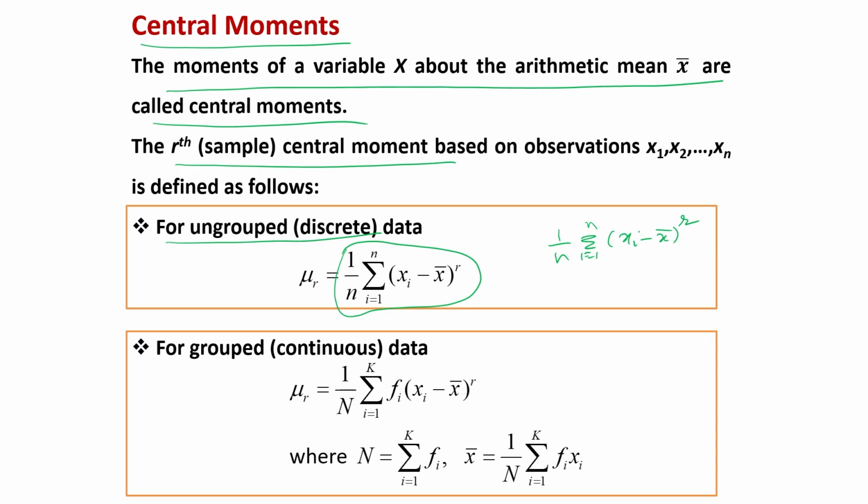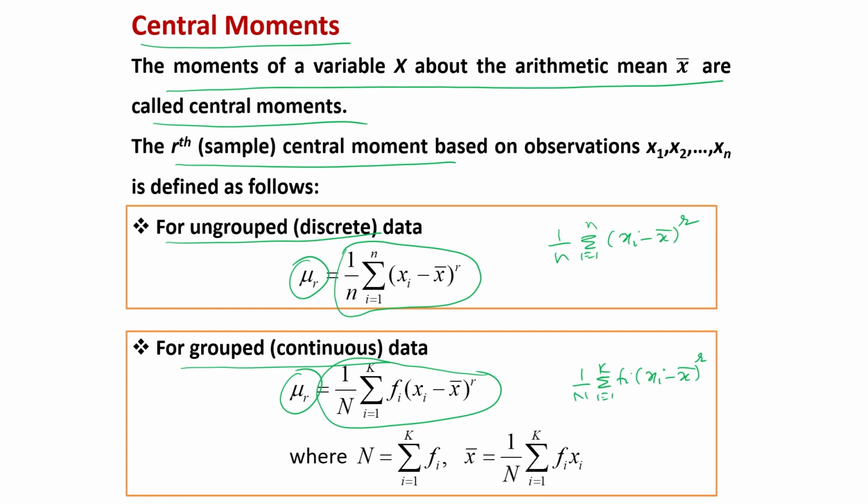And same thing is true for the case of group data also, that we take the deviation from arithmetic mean xi minus x bar, we take their rth power and then we try to find out their arithmetic mean. Say, 1 upon capital N summation i goes from 1 to k fi xi minus x bar raised to the power of r like this. So, these are your rth central moment, right.